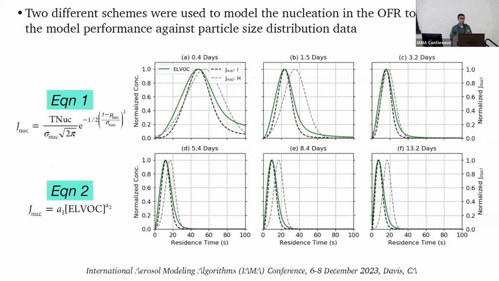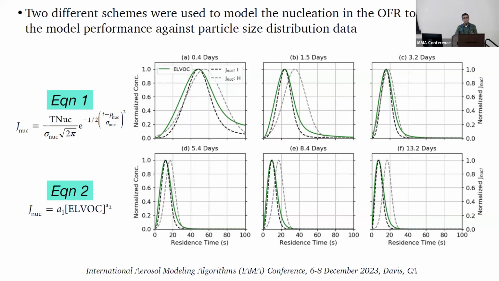So we then ask, okay, what kind of scheme can help us reproduce the nucleation within the flow tube that might help get us in better agreement with the measured particle size distributions? So we employ equation 1, which is completely made up, right? It's a Gaussian distribution for the nucleation, has no physical basis, right? But as I'll show you on the next slide, it sort of does great.